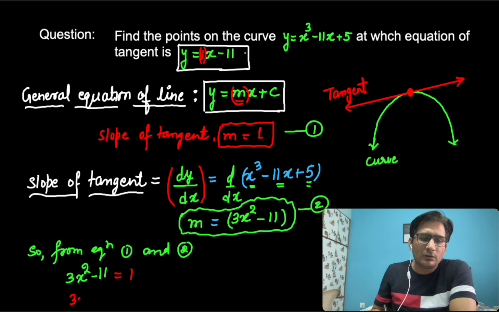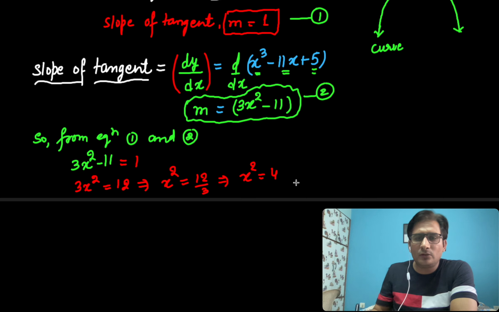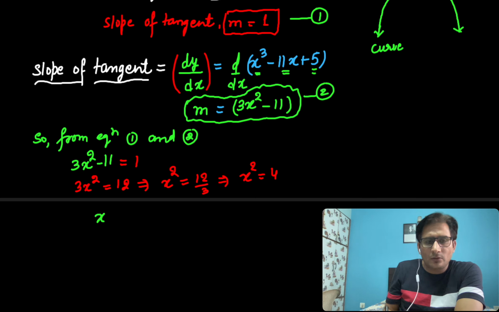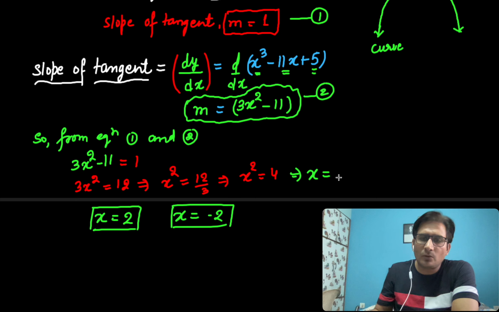1. So, 3x square is equal to, if 11 shifts to that side, 12, or we can say that x square is equal to 12 by 3, or x square is equal to 4. So, from here we have obtained the two values of x. If x square is 4, then the value of x may be equal to 2 or the value of x may be equal to minus 2. So, x is equal to root of 4, and root of 4 means plus minus 2.